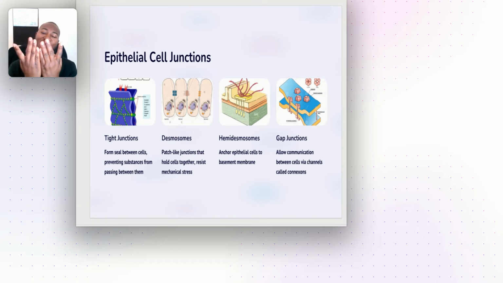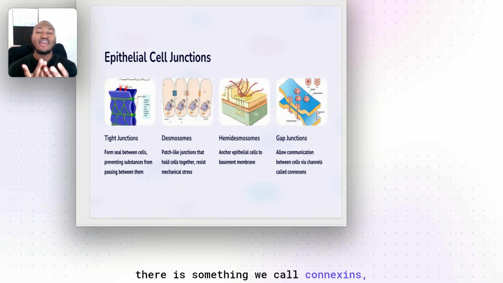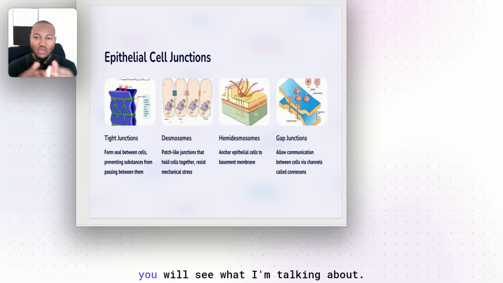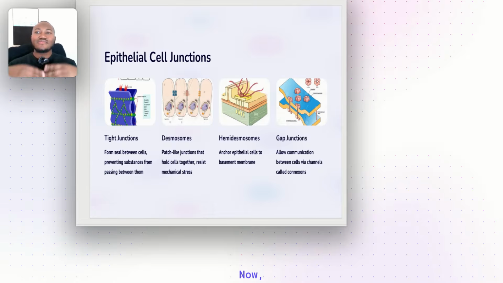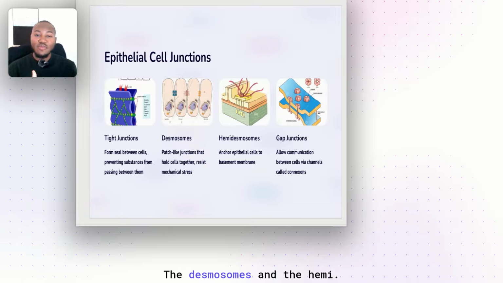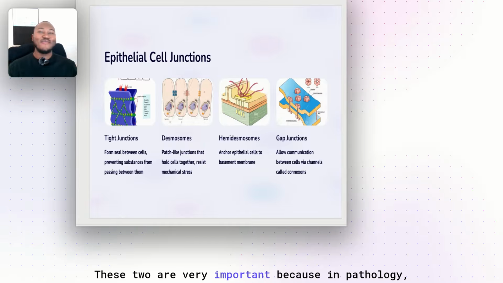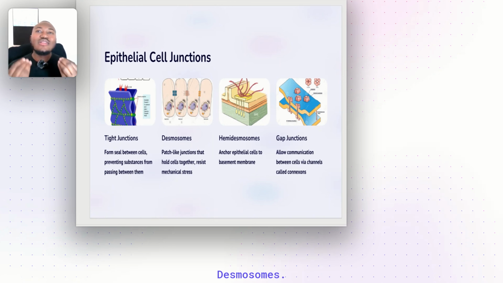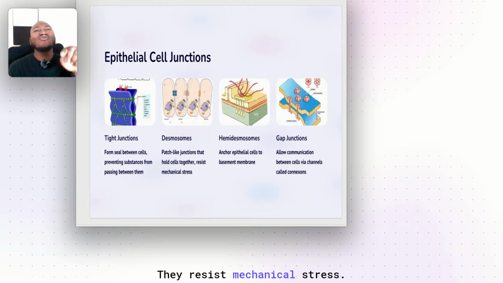in as much as they are matched by tight junction, there is something we call connexins or connexons. Connexons allow communication between the 2 cells. If you look at the diagram here, you will see what I'm talking about. Now, after that, you have the desmosomes and the hemidesmosomes. These 2 are very important because in pathology, this is where you will see why we need to know this. Desmosomes are patch-like junctions that hold cells together, and they resist mechanical stress.